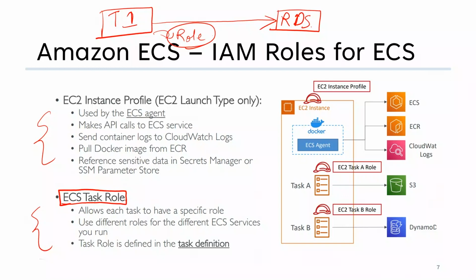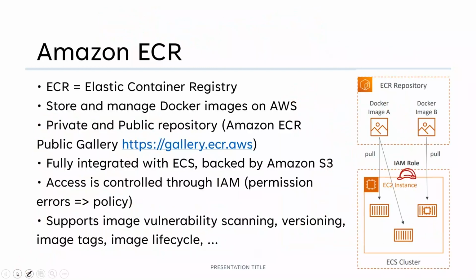the role, that is the ECS instance profile role, is actually assigned to the ECS agent to make API calls to the ECS service, or to send logs to CloudWatch Logs, or pull Docker images from ECR. So that is an example of an EC2 instance profile role, and it is being given to the underlying EC2 instance, and it is being managed by the ECS agent over here. So that is the difference between the ECS task role and instance profile. I hope that makes some sense right now.